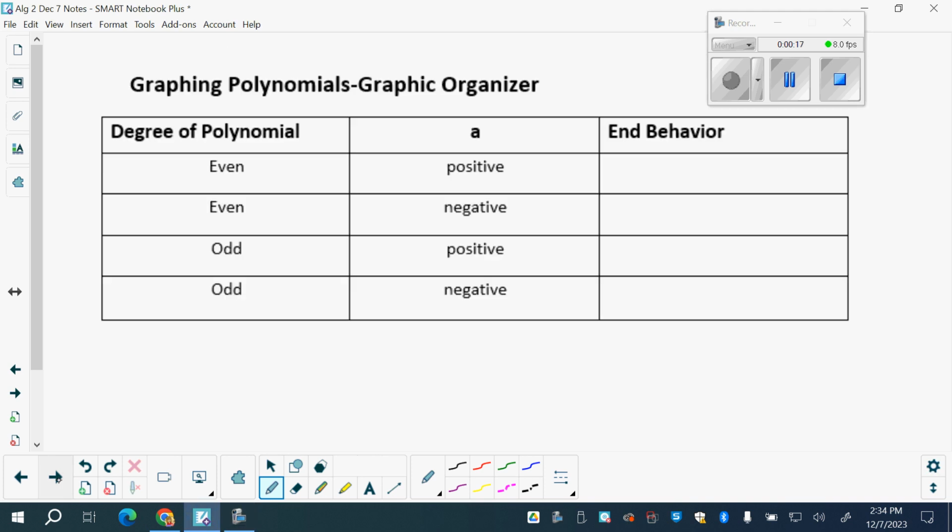Okay, so on this table, it turns out when we go to graph polynomials, that the degree of the polynomial, if we have a certain degree and we have a certain a, that end behavior is the same for all of them. So today we're going to do even when a is positive. So if our degree is even and a is positive, our end behavior is going to be left, up, right, up. Always.